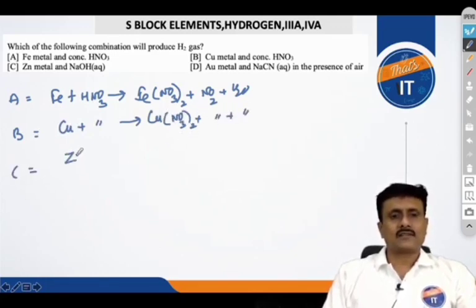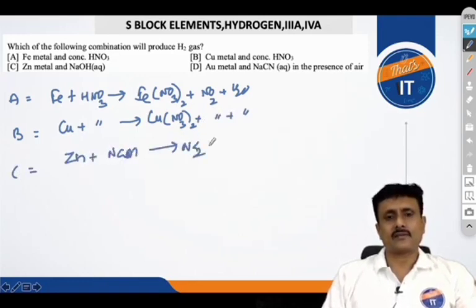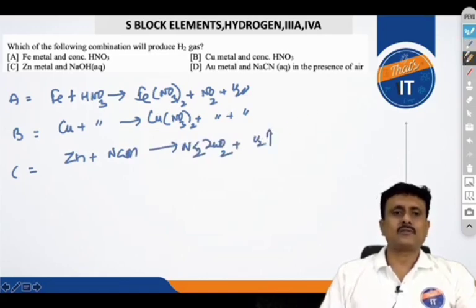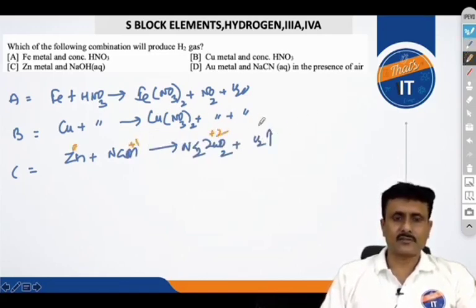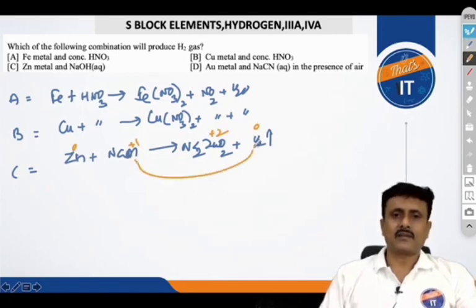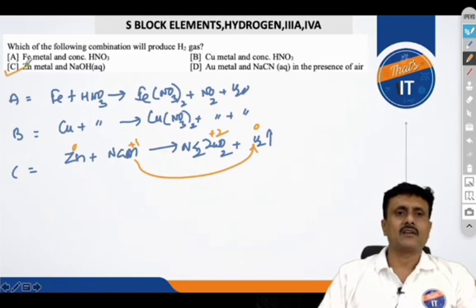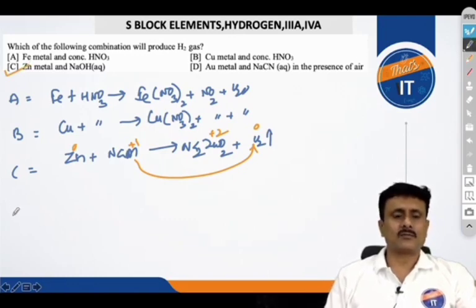You should know that zinc when dissolved in NaOH, you will be getting sodium zincate along with hydrogen gas. You must know that zinc is getting oxidized, so something must be reduced. So hydrogen gets reduced to 0. This is how we can make sure that hydrogen gas is evolved in this process. So zinc with NaOH is the right answer. And what about the option D?